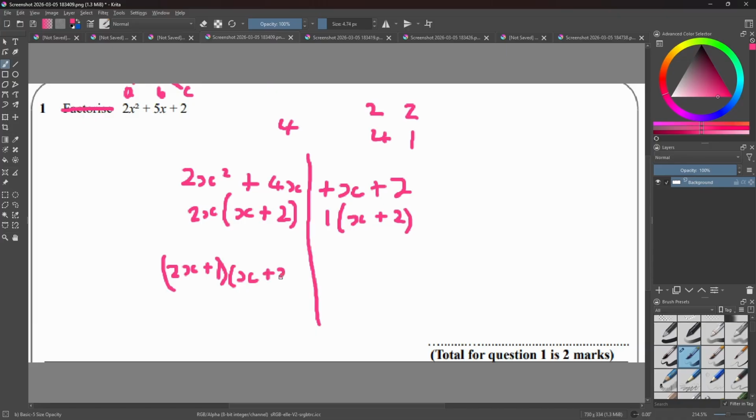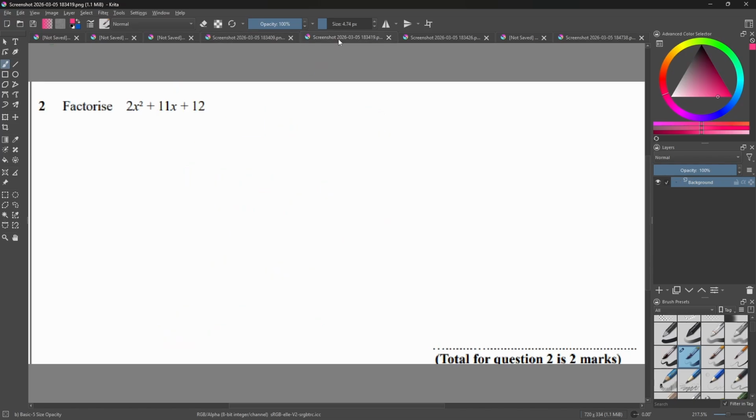x plus 2. To solve this, we do the same thing. We set it equal to 0. This one, x equals minus 2. This one's a little bit trickier because then we get 2x equals minus 1. So we have to divide it by 2 to get x equals minus 0.5. That's how we do the AC method. Let's try another one of those. Pause the video and have a go yourself.